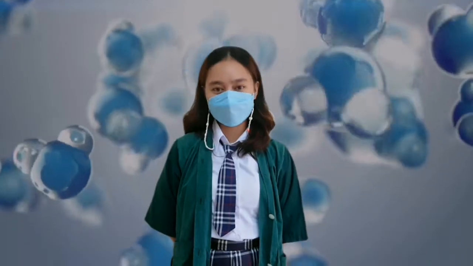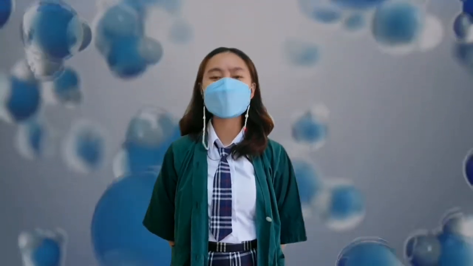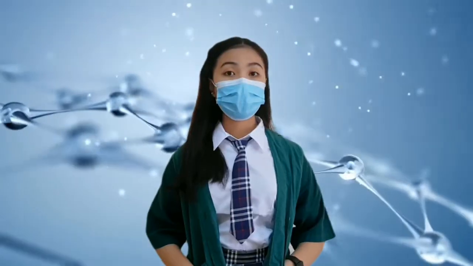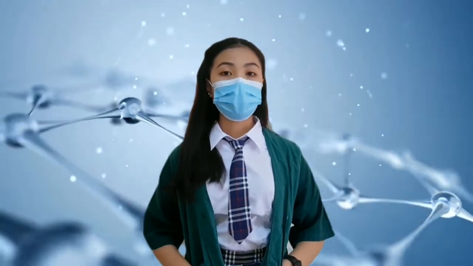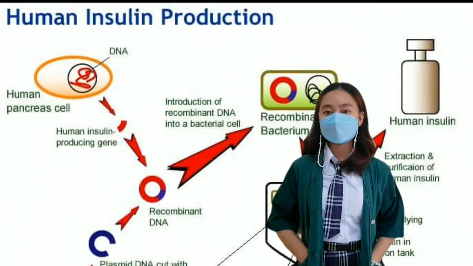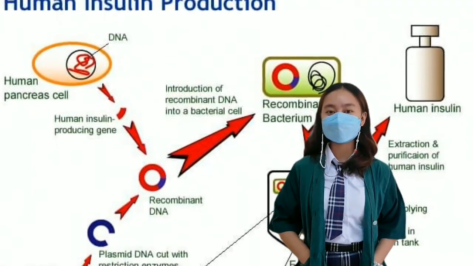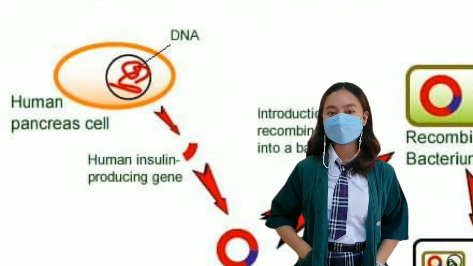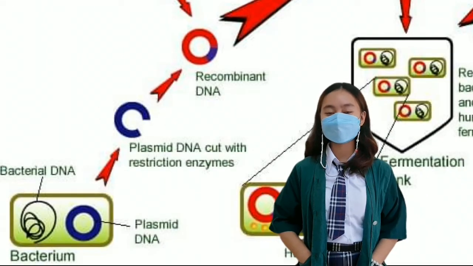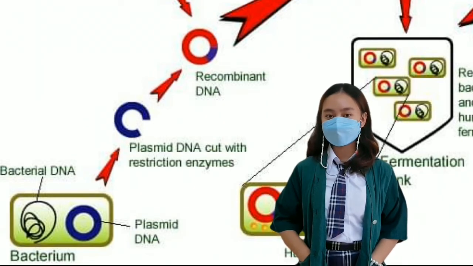The question now is how GMOs can be produced, such as human insulin. As mentioned earlier, genetic engineering uses recombinant technology techniques to produce GMOs. This is the production of genetically engineered insulin. First, human insulin is extracted from a pancreas cell and an insulin-producing gene is isolated. Second, a plasmid DNA is extracted from a bacterium and cut with a restriction enzyme, forming a plasmid vector.